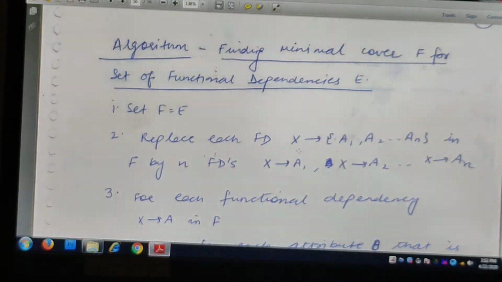Now for each functional dependency X to this, it means on the right side of my functional dependency I have certain attributes. I decompose by applying the decomposition rule on the right side of my functional dependency. I will separate these attributes into different functional dependencies. So A1, A2, An are all dependent on X. I will separate it as X to A1, X to A2 and X to An, right?